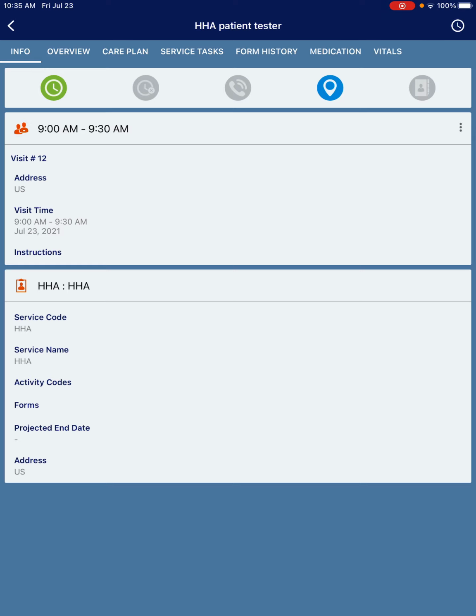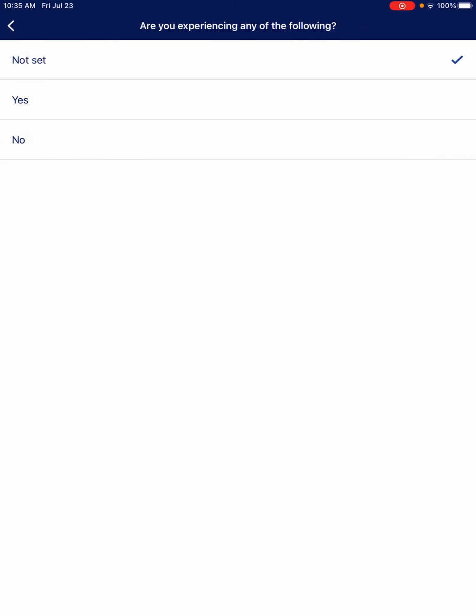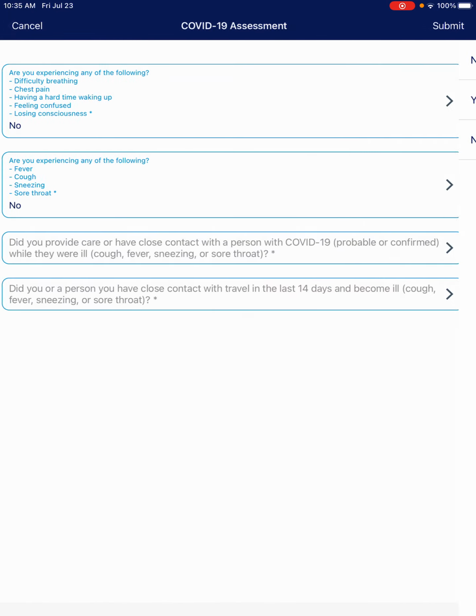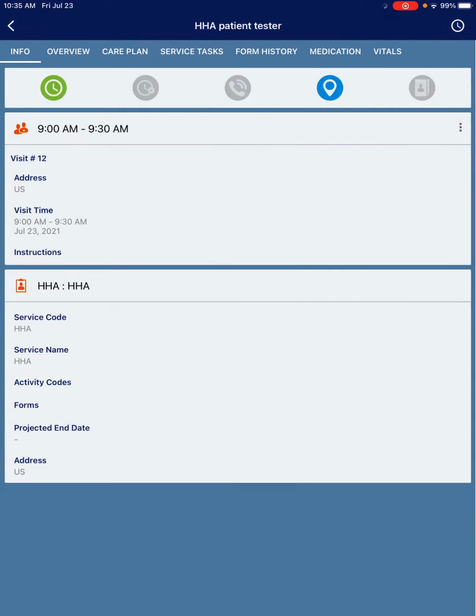We're going to go ahead and clock in by touching the green clock. Complete your COVID questionnaire. And please remember that if you are experiencing any of the following symptoms that are presented on this questionnaire, or if you meet any of the criteria, that you notify your offices prior to reporting to the patient's home and filling this out so that we can take the next steps there. We'll go ahead and submit.